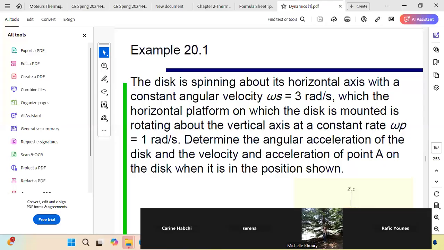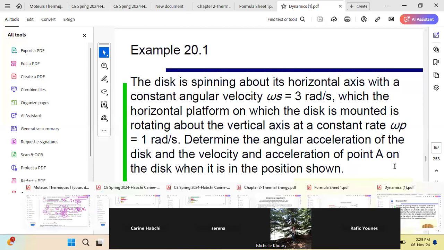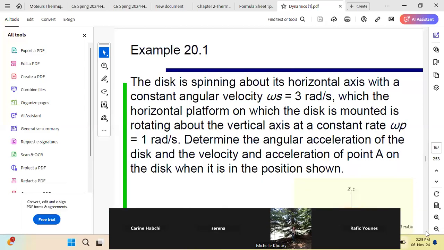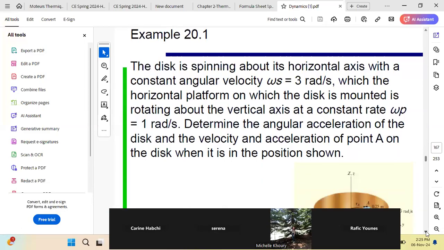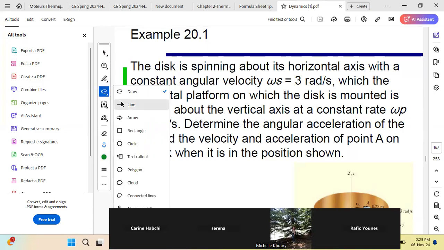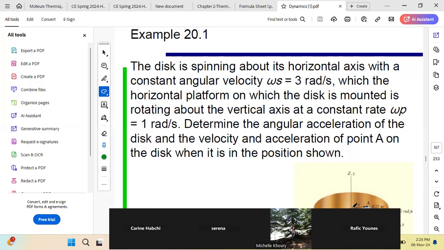Okay. So the idea is the following. You can say I can decompose the motion into two parts. And you know that the axis of the disk is rotating about Z, right? If you take the center of the disk here, I will call it C, this point.